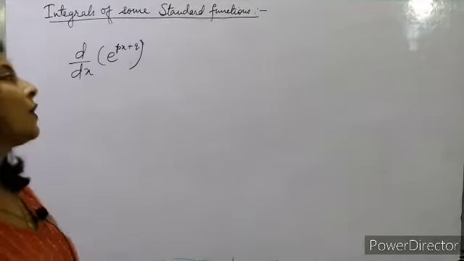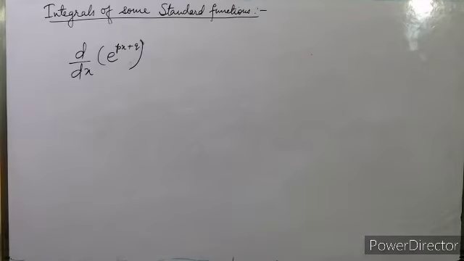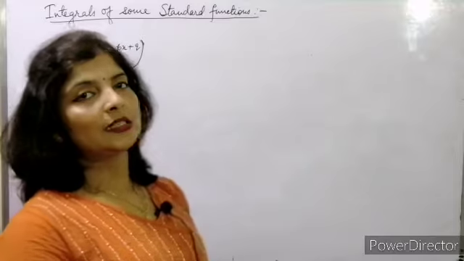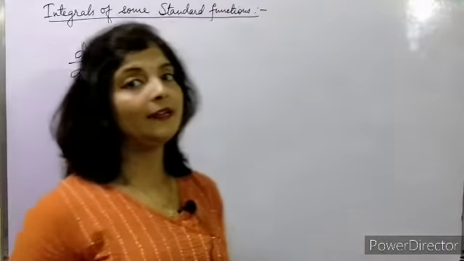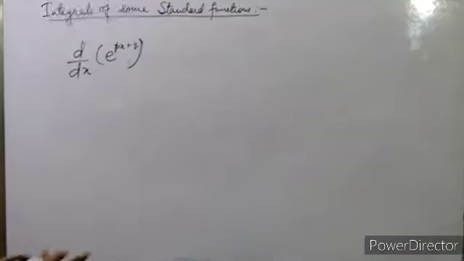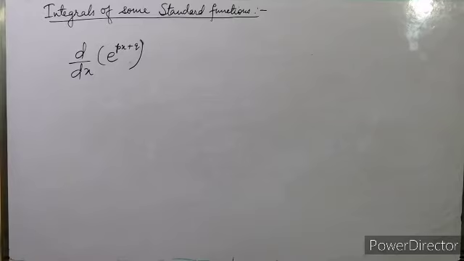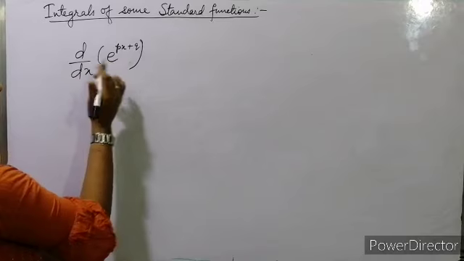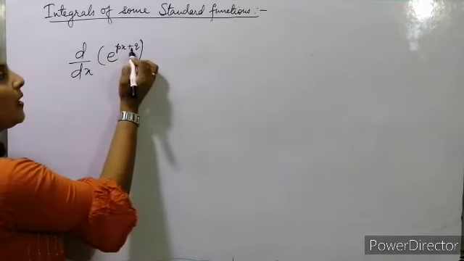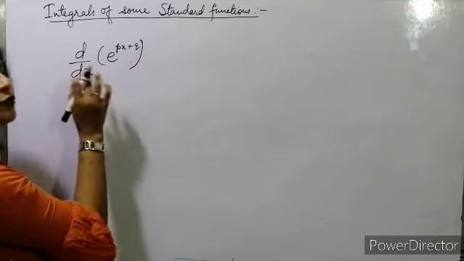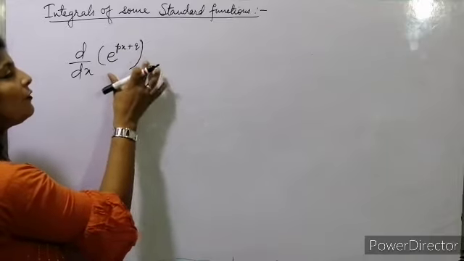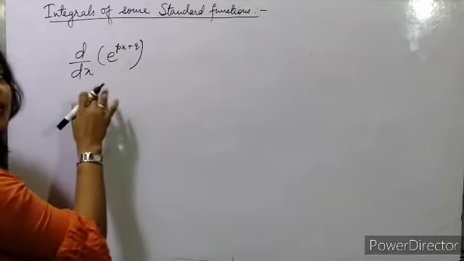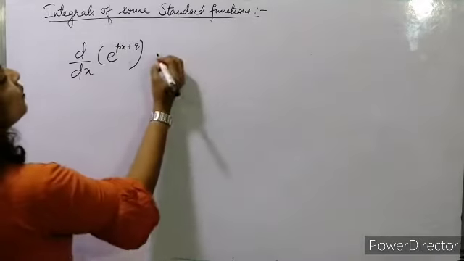Okay, so for the exponential function we saw the standard functions, how to differentiate and how to integrate. Based on those standard exponential functions, we can also find out the value of this function. This is the function e to the power px plus q, and we have to find the derivative of e to the power px plus q with respect to x. So what value will we get?